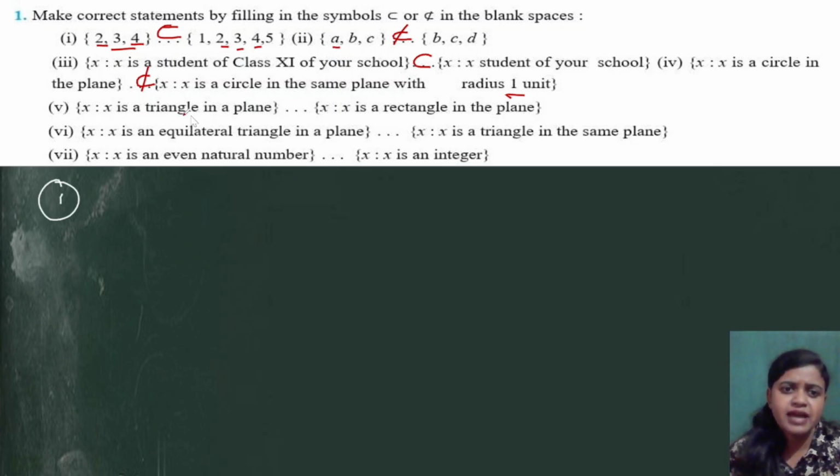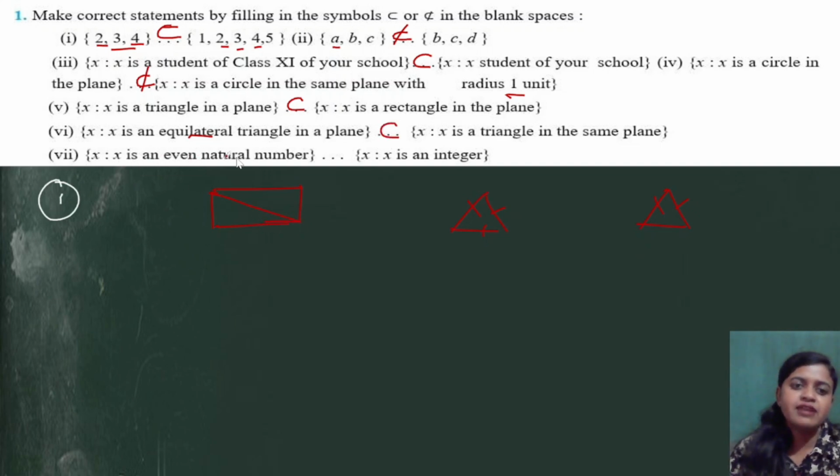Next, X such that X is a triangle in a plane, and X such that X is a rectangle in a plane. In a rectangle you can find a triangle, so obviously this is a subset. Then, X such that X is an equilateral triangle in a plane, and X such that X is a triangle in the same plane. Equilateral triangle means a triangle having all sides the same. A triangle can be equilateral, isosceles, scalene, or equiangular, anything. So it is a subset.